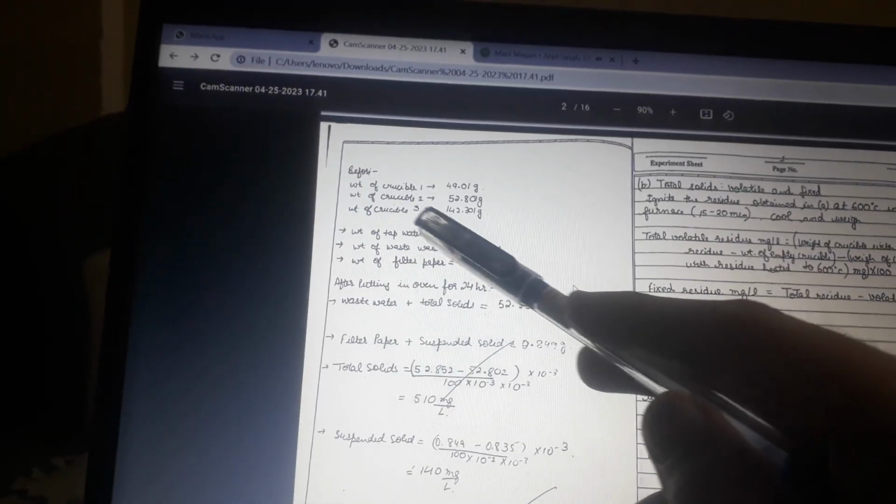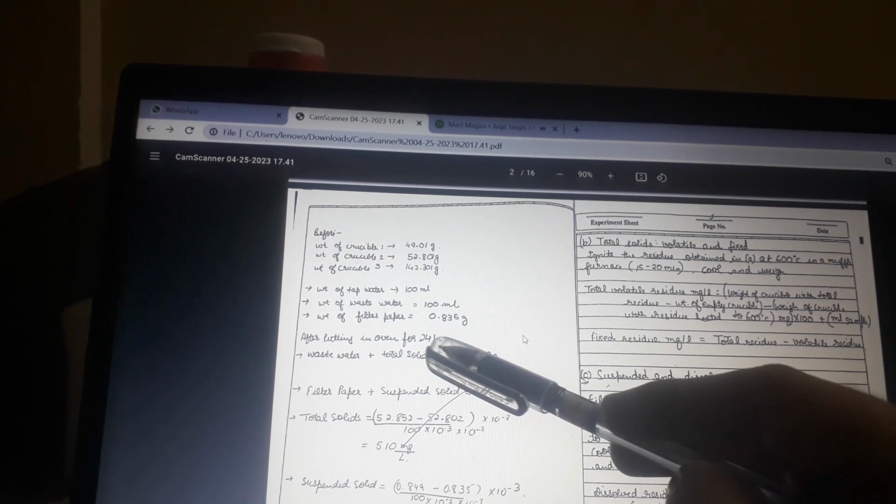Weight of crucible 1 is 49.01 gram. Weight of crucible 2 is 52.801 gram. Weight of crucible 3 is 142.301 gram. Volume of tap water is 100 milliliter. Volume of wastewater is equal to 100 milliliter. Weight of filter paper is equal to 0.835 gram.